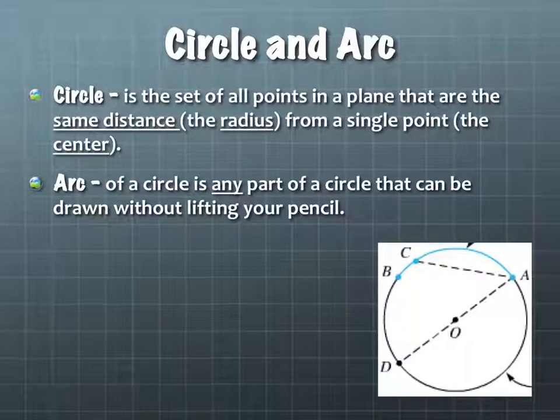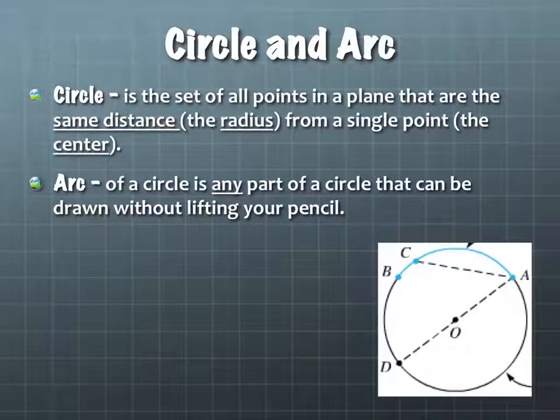All right, the last piece that we're going to work on today is some vocabulary related to circles. By definition, a circle is the set of all points in a plane that are the same distance, that distance is called the radius, from a single point, and that single point is called the center. One thing I want you to take into account is that the center of the circle is not actually part of the circle. The circle is just that outer edge that you see drawn. That's it.